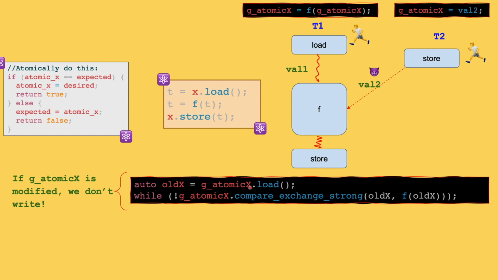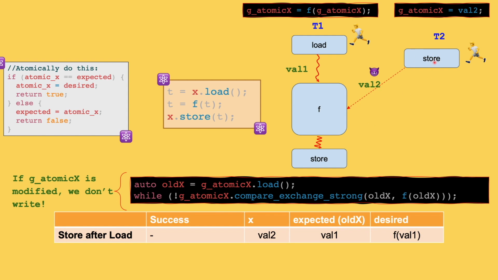This is a very common pattern of using compare and exchange. For thread 1, rather than writing this, we can write this. So we first read the value of atomic X, we load the value, which is value 1, and then we run compare and exchange in a loop. Let's see exactly what happens in this loop.